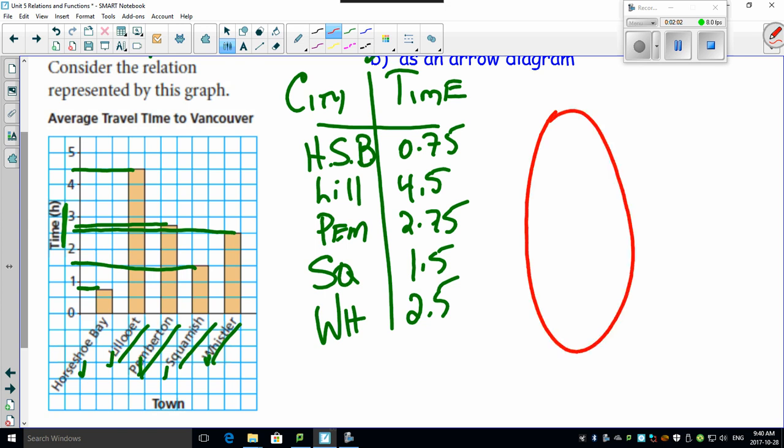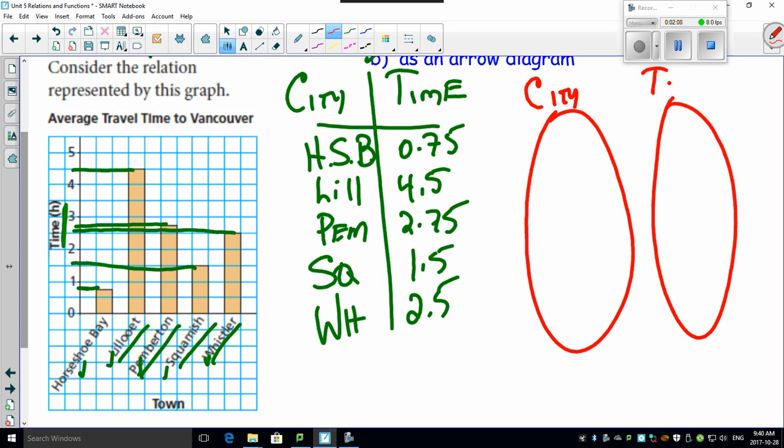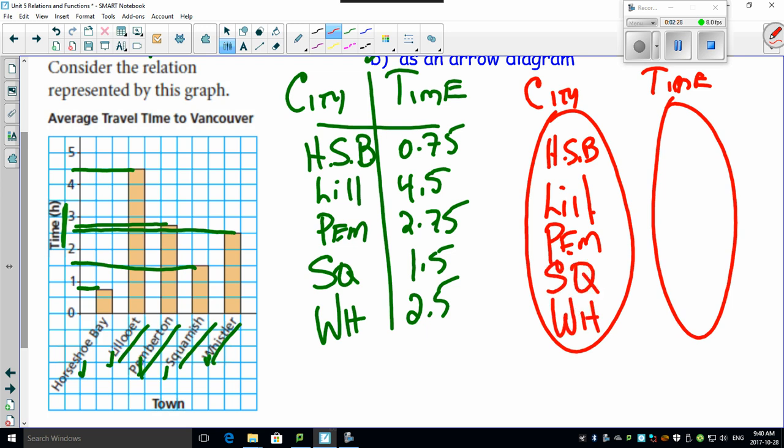So here we go. This would be the city. This would be the time. And the association, of course, then, would be the city to the time. So, Horseshoe Bay, Lillooet, Pemberton, Squamish, and Whistler. And put down the times. 0.75 hours, 4.5 hours, 2.75 hours, 1.5 hours, and 2.5 hours, and just do a simple arrow diagram illustrating this.